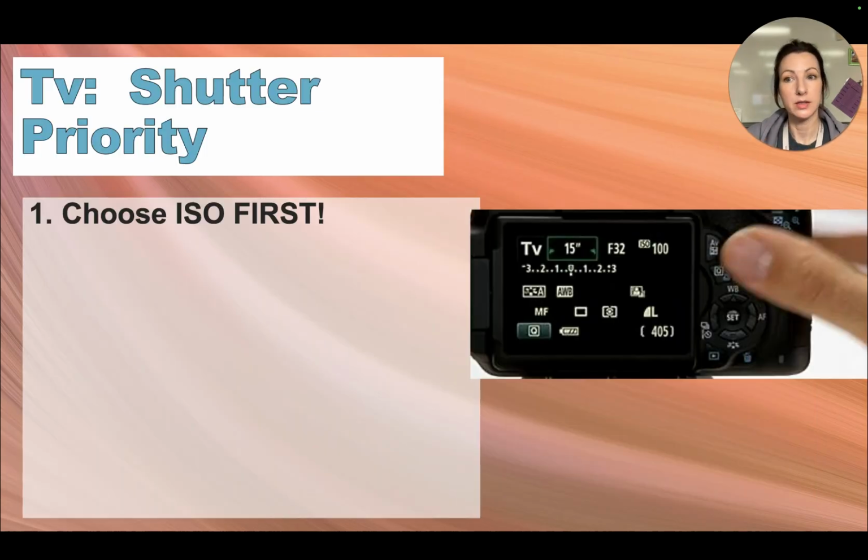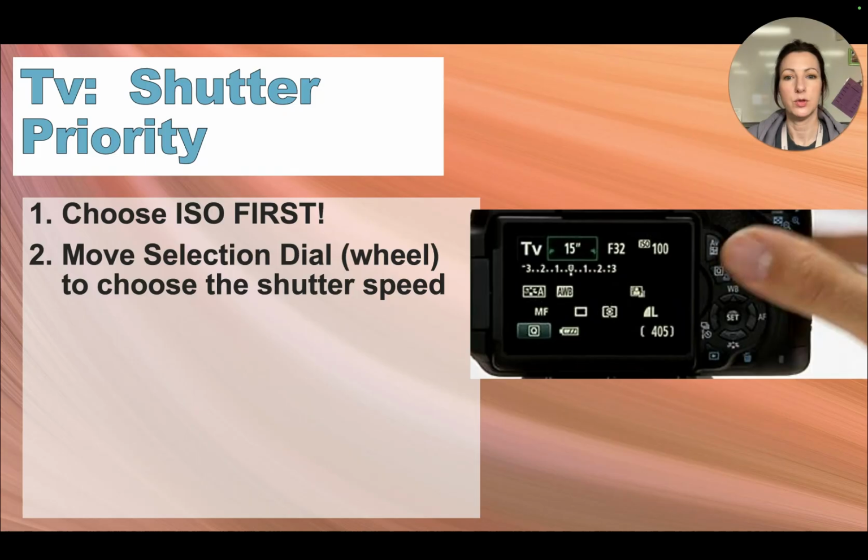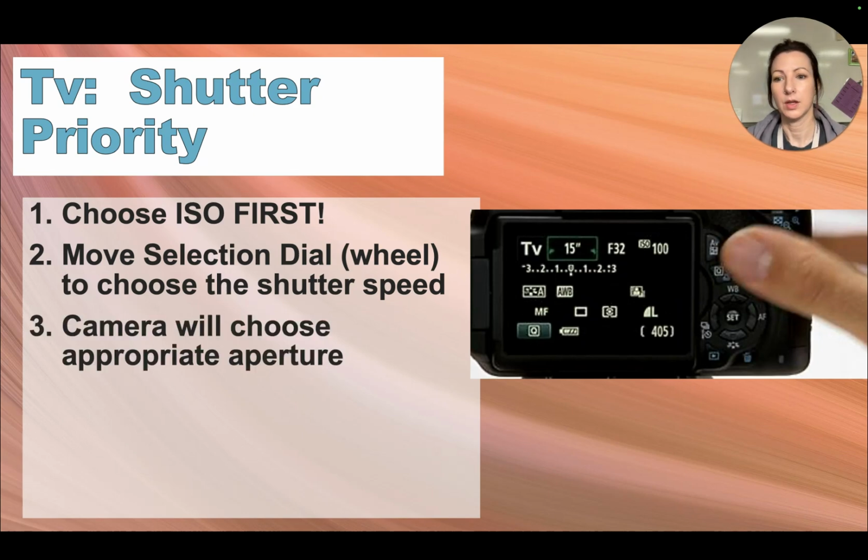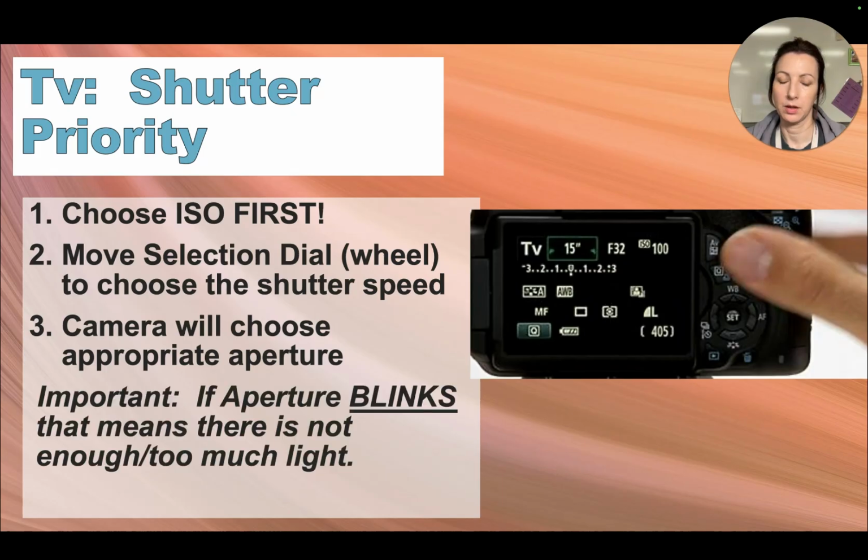You need to choose your ISO, depending on whether we're inside or outside, the lighting around us. Then you're going to move your selection dial to choose your shutter speed. I prefer you have this on the back of your camera so you can see what you're doing. So this would be 15 seconds. This would be a very, very slow shutter speed. And then your camera is going to choose the aperture that makes the light meter go in the middle. Remember, it's averaging all the light to get a medium gray.